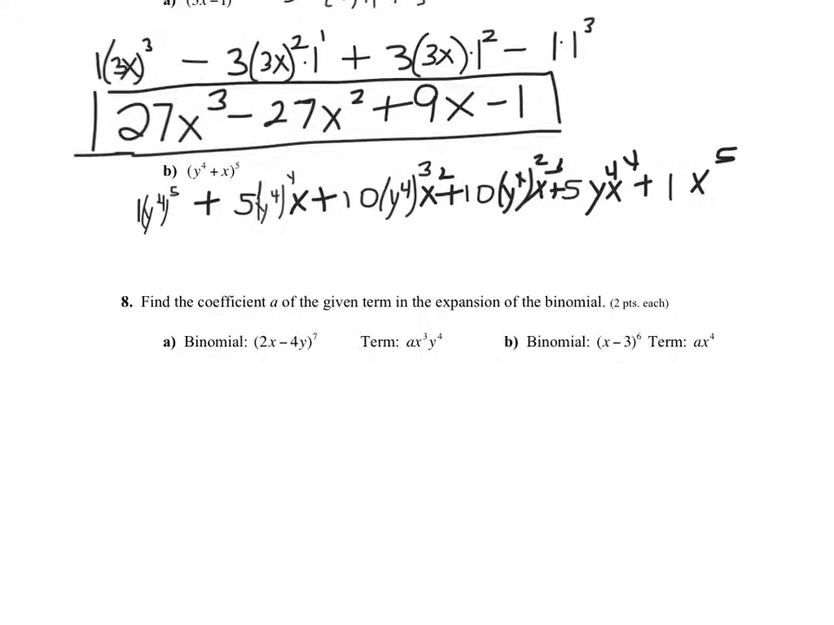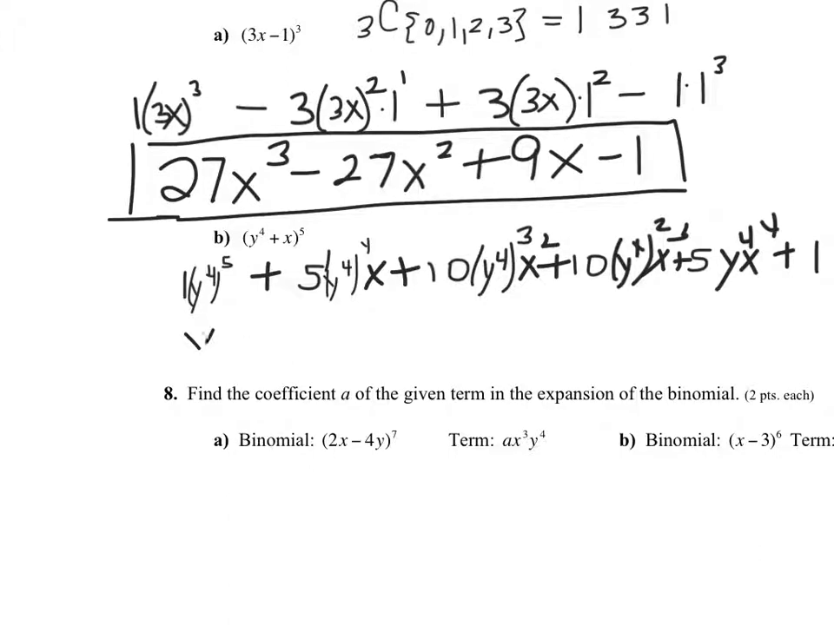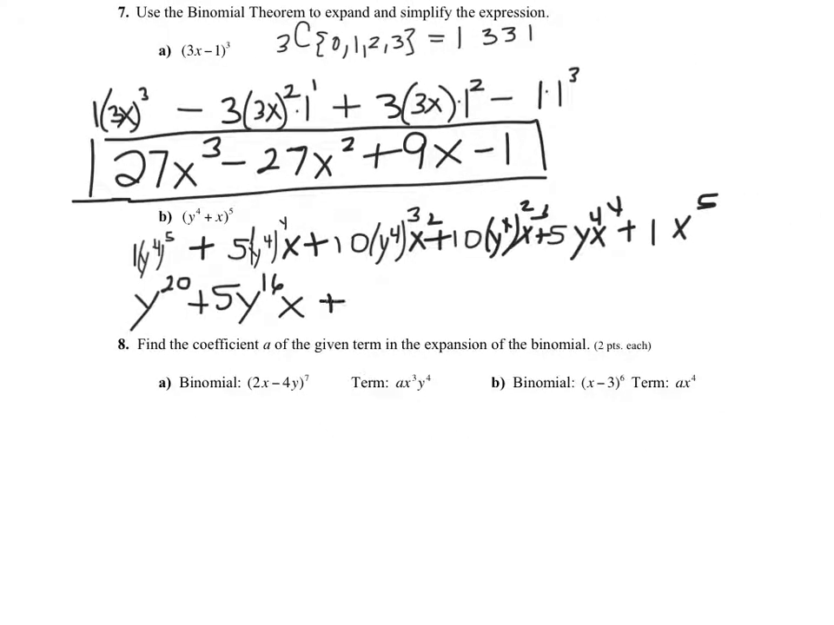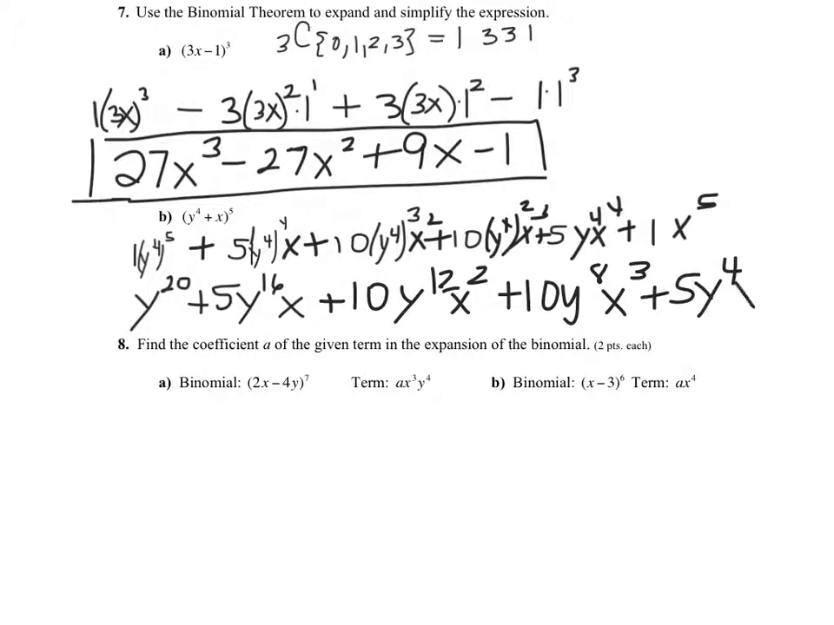Nicer than mine? Probably. All right, so now we get y to the 20th power, y to the 20th, plus 5y to the 16th x, plus 10y to the 12th x squared, plus 10y to the 8th x cubed, plus 5y to the 4th x to the 4th, and then finally plus x to the 5th.